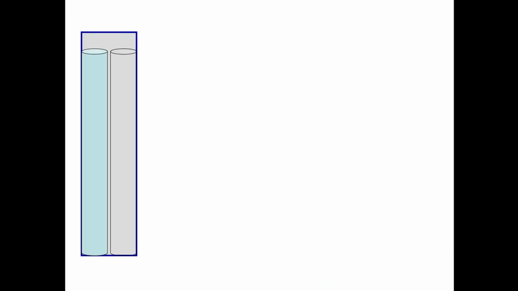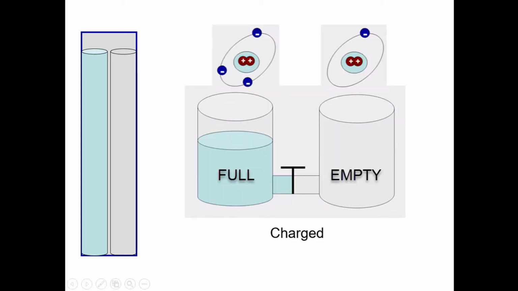So this would be a typical cell, and obviously this isn't what a real cell looks like, but imagine on one side you have a bucket or a tube that's full of water. On the other side you have a tube that's empty. So essentially you'd have a full tube on one side and an empty tube on the other, creating a potential, right?